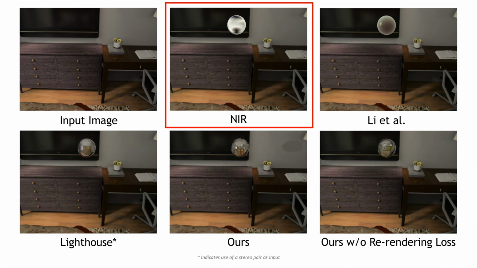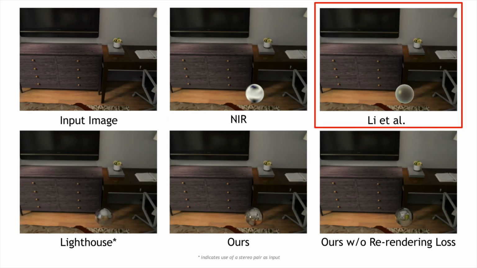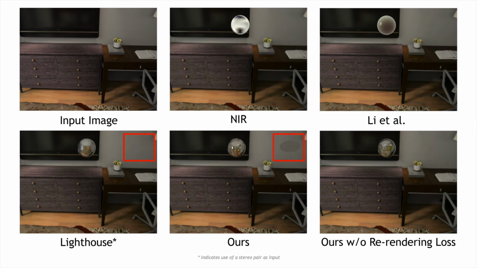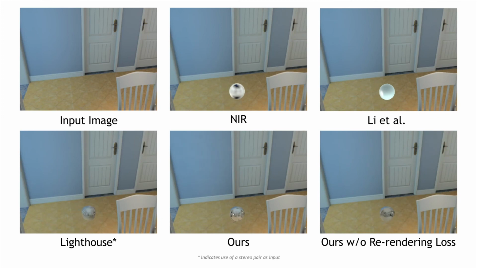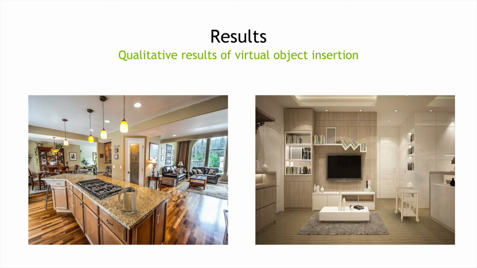In the video comparison, we can see the environment map predicted by NIR cannot handle spatially varying effects. Li et al. suffers from spatial stability issues and cannot preserve high-frequency details. Lighthouse does not handle HDR and cannot produce realistic cast shadows. Also, it tends to predict uniform lighting intensity with less lighting variation. When training without the re-rendering loss, our model also shows similar effects as Lighthouse. This indicates the importance of the re-rendering constraints.